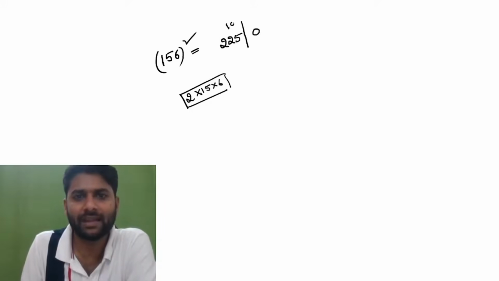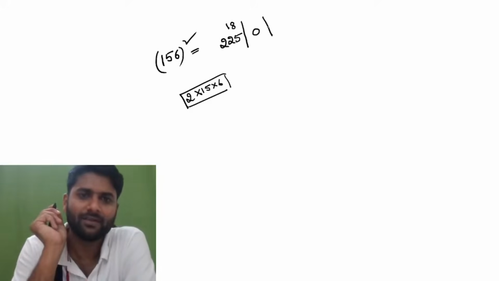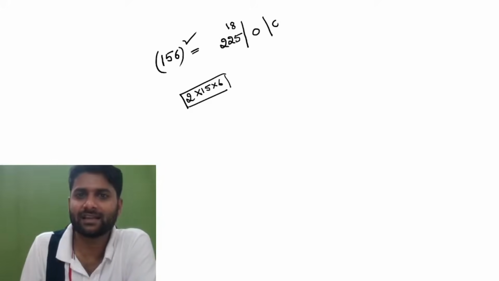Write down 0 and 18 must be carried over. Remember that always write a single digit. Finally, 6 square is 36. Write down 6 and 3 is carried over.